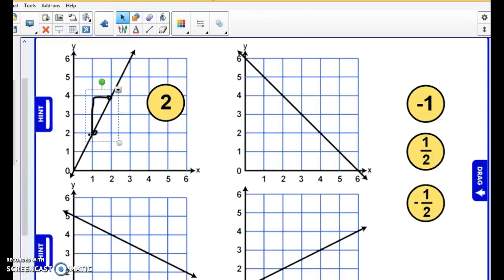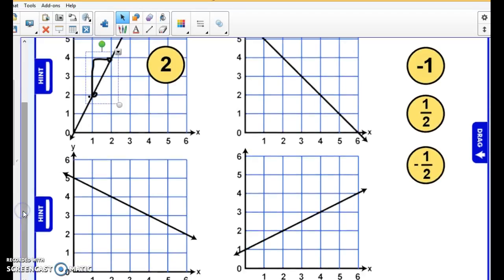Okay, let's find my other positive one. It's down here. So going left to right, I'm going to be going up 1, right 2.